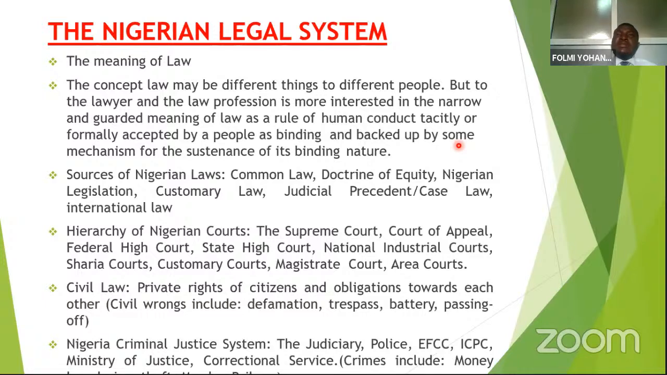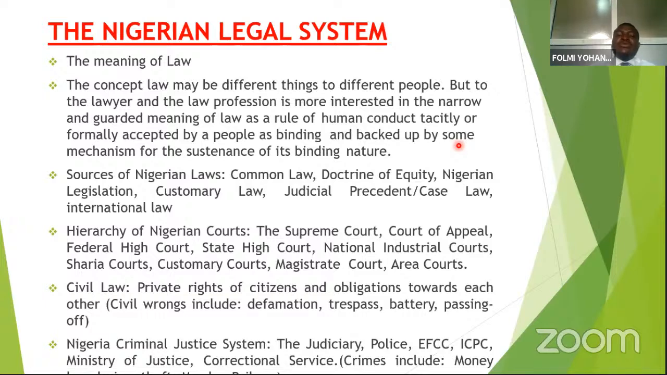What are those mechanisms we have in place? That's why we have the government. We have the government in place. The government is there to ensure the sustenance of this binding nature, that the constitution is binding on all of us. So that's why, where there is dissent, you will see the government is there to ensure that people are living their lives in accordance with the provisions of the Constitution of Nigeria.